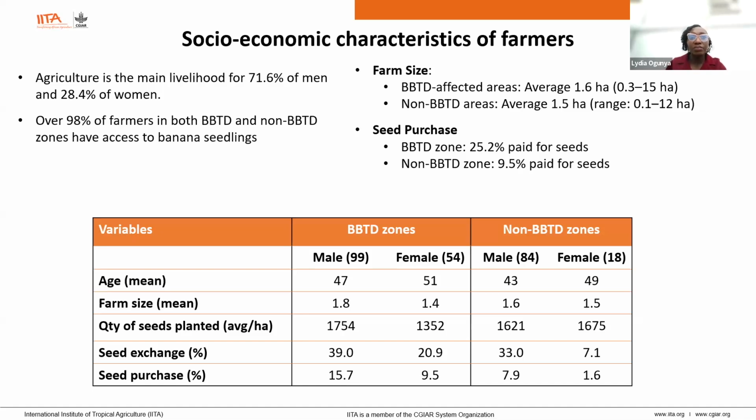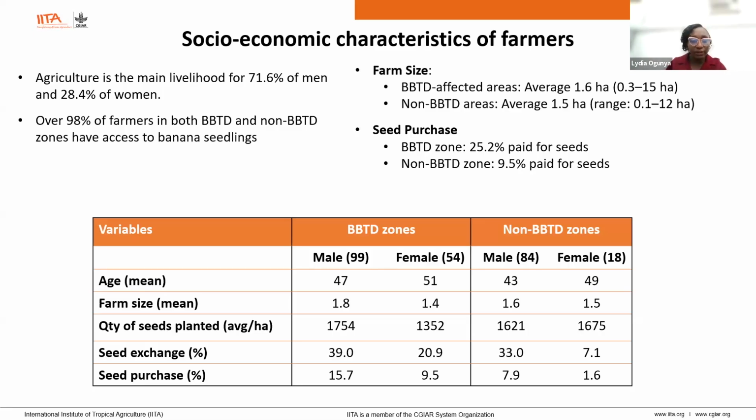Many a times the farmers either purchase their seed, the planting material, or they exchange the planting material. And then for the farmers involved in the purchase of planting materials, we notice that many of the farmers in the BBTD zone, that is the region where BBTD is of high incidence, were purchasing their seeds because they began to see the results of exchanging seeds in their region. So we had 25.2% of farmers paying for their planting material, while we had a limited percentage of 9.5% of farmers in the non-BBTD region paying for planting material.